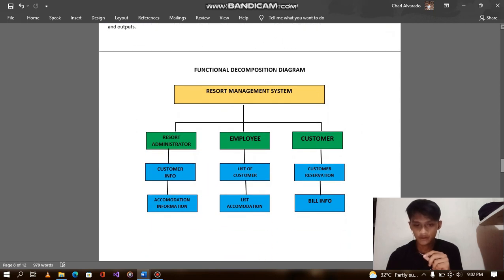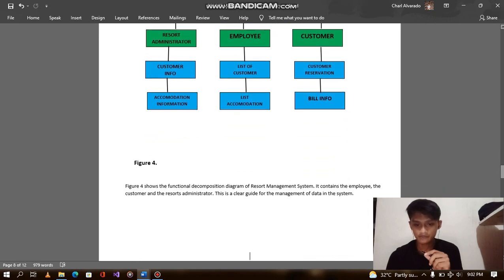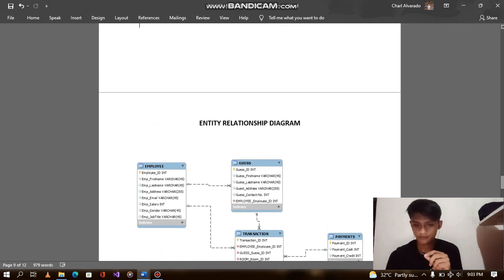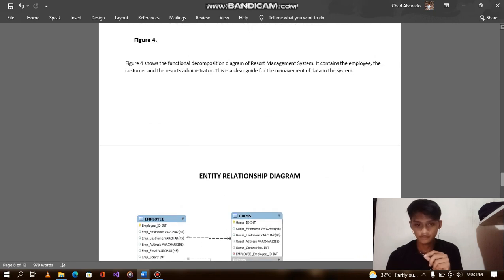Next is functional decomposition diagram. Figure 4 shows the functional decomposition diagram of the resort management system. It contains the employee, the customer, and the resort's administrator. This is a clear guide for the management of data in the system.